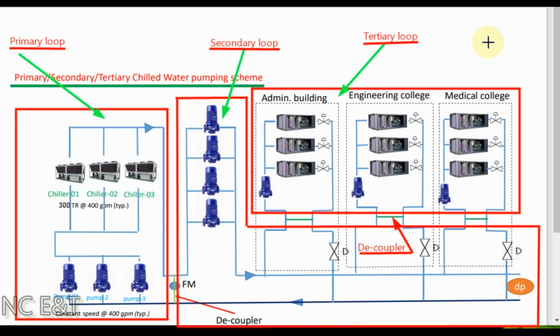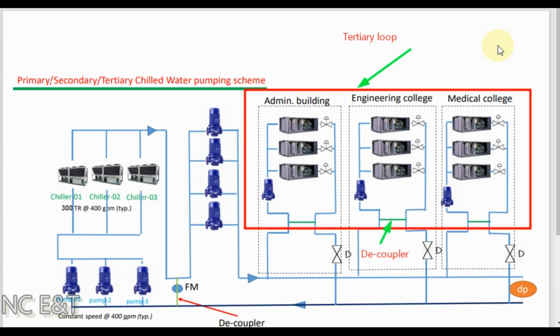You can refer to our tutorial for primary, secondary and tertiary chill water pumping system part 2 to understand the concept for primary and secondary chill water pumping system and their operation. Now we will study the tertiary loop of primary, secondary and tertiary chill water pumping system. Tertiary loop we can divide into 2 types. One having a decoupler line at the interface of secondary and tertiary loop. The second one is having a heat exchanger at the interface of secondary and tertiary loop.